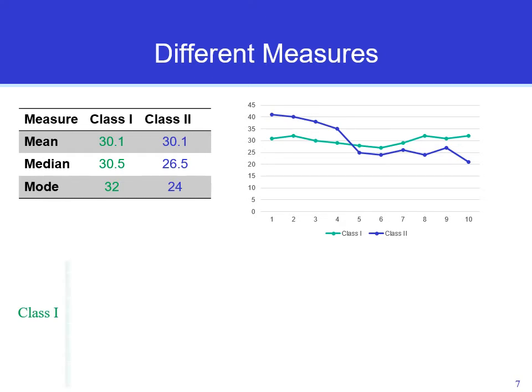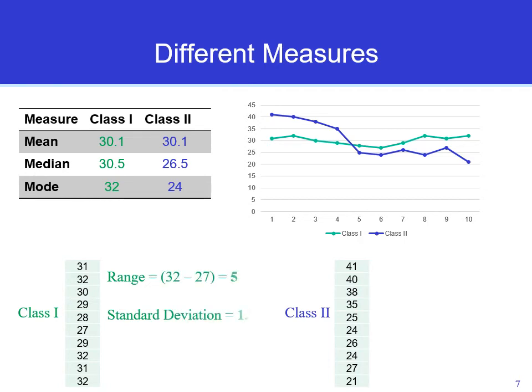So class 1, this is the age of students for class 1, and this is the age of students for class 2. The range for the first class is the maximum, or the oldest student, which is 32, minus the youngest student, which is 27. So the range would be 32, the largest value, minus 27, the smallest value. The range is 5. The standard deviation, if we run the formula, is 1.79.